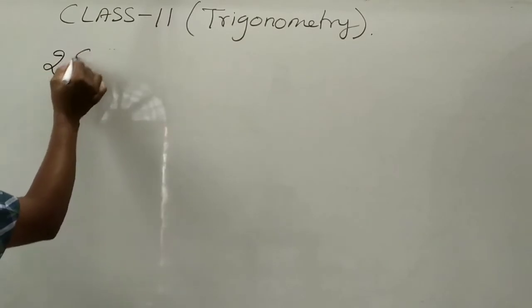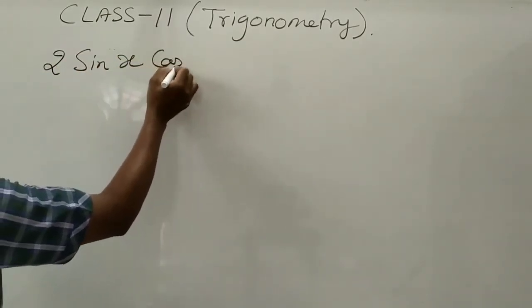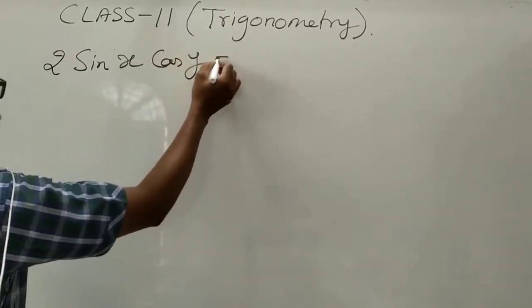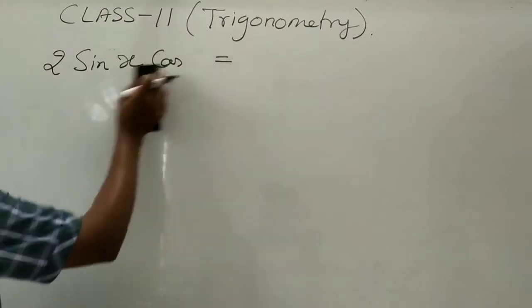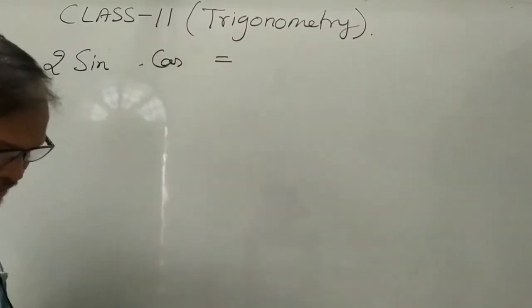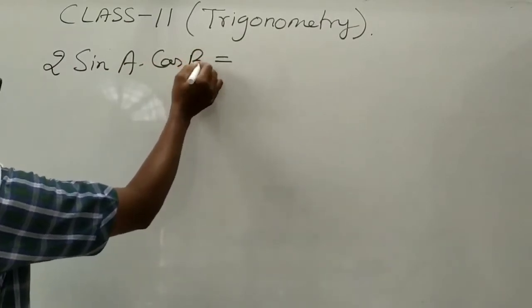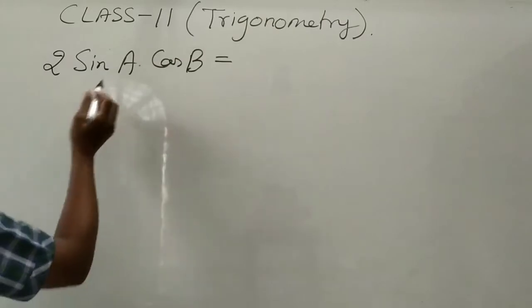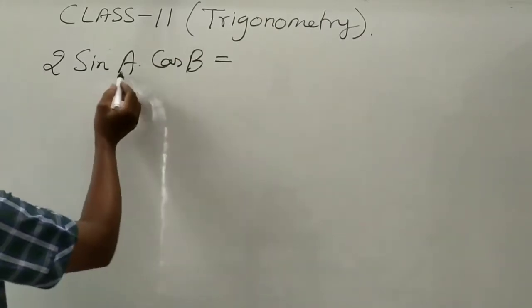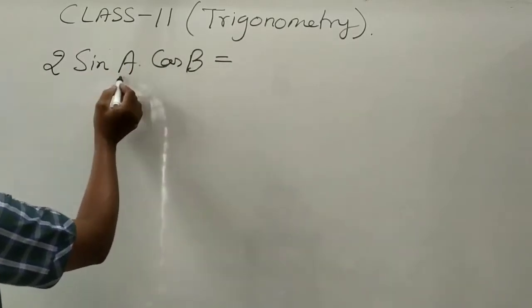First one, 2 sin x cos y. If we change x and y to A and B, then that will be very easy. 2 sin A cos B. Here A is an angle and B is also an angle. This is with sine, this is with cos. Both are different angles.